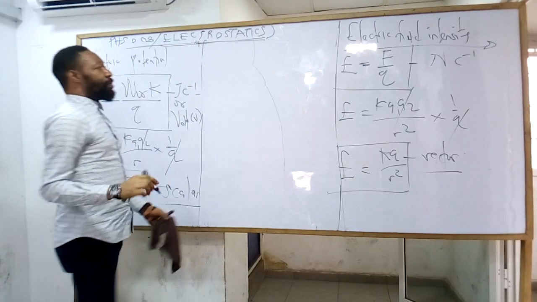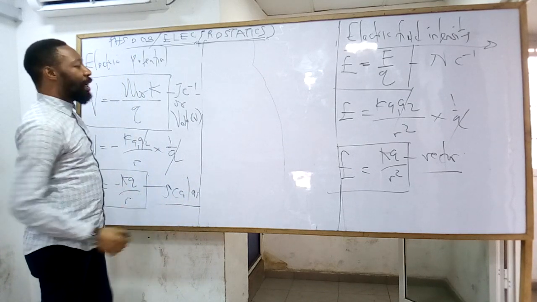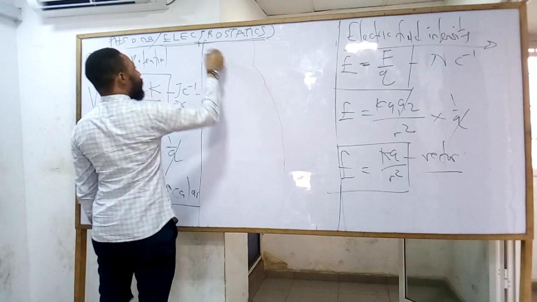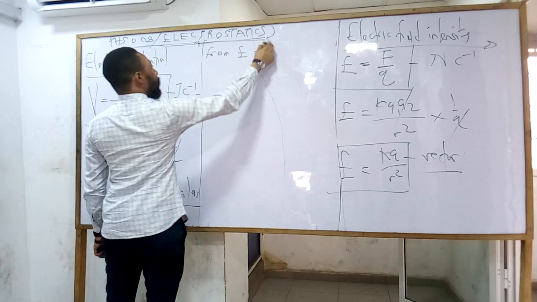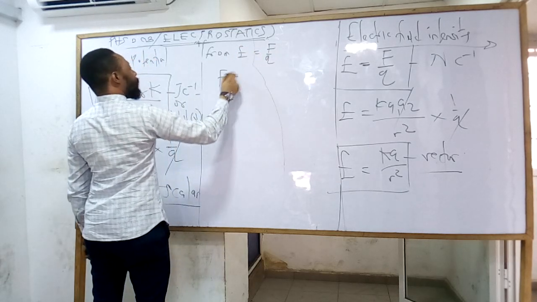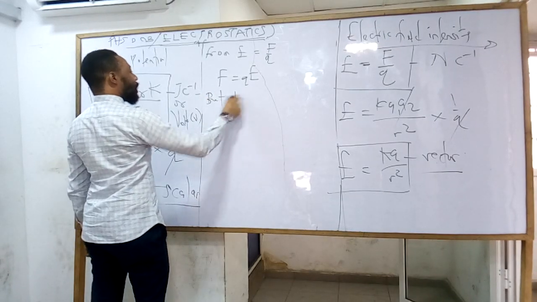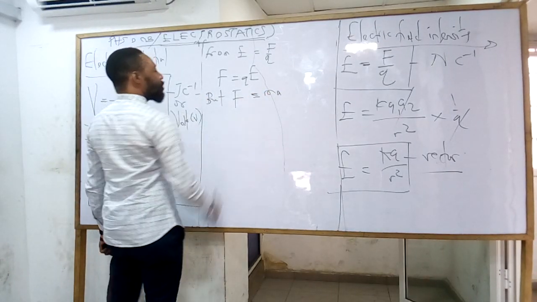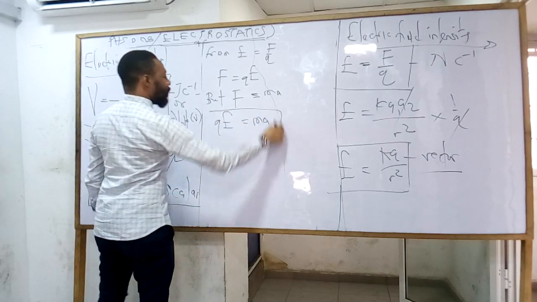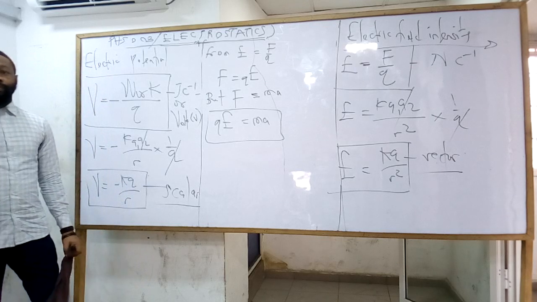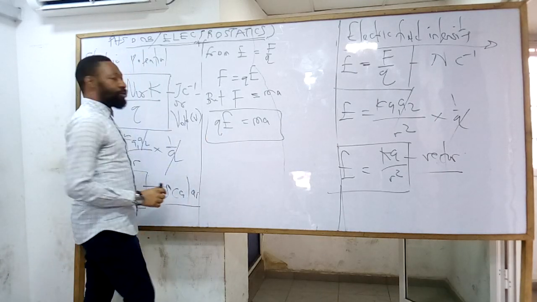You need to relate what we have done in mechanics with what we are doing now. How? From this expression, E equals F per q. Remember, I said my F equals qE. Remember your mechanics, F equals ma. So we can take it down to this place. In that case, qE equals ma. That's the power of data. From there, whatever is unknown will come out.